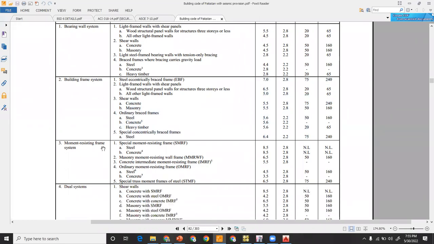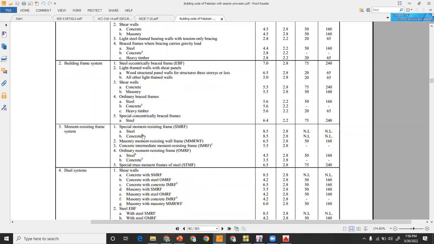So the next is the moment resisting frame system, in which we have the SMRF. If it is steel structure SMRF or concrete, the R value is 8.5. If it is IMRF, it is 5.5. If it is OMRF, it is 3.5 for the concrete, right? The R value is 8.5, it means your structure is tougher and you are fulfilling all the requirements of SMRF.